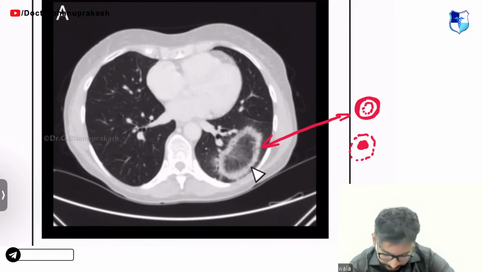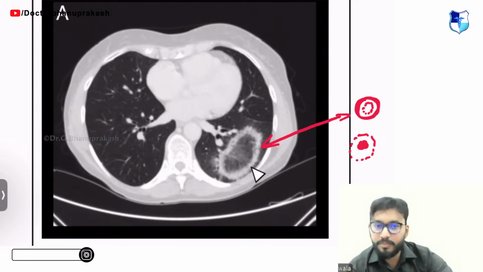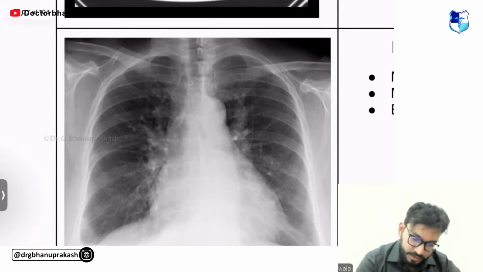Yes, absolutely perfect. It is cryptogenic organizing pneumonia. It also shows you the atoll sign or this crescent sign.